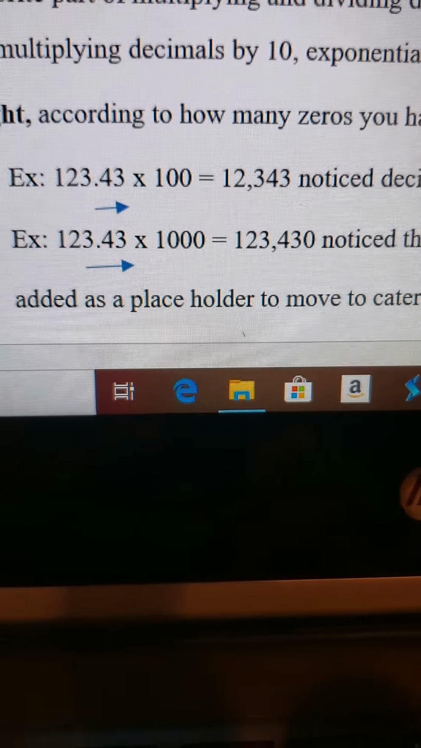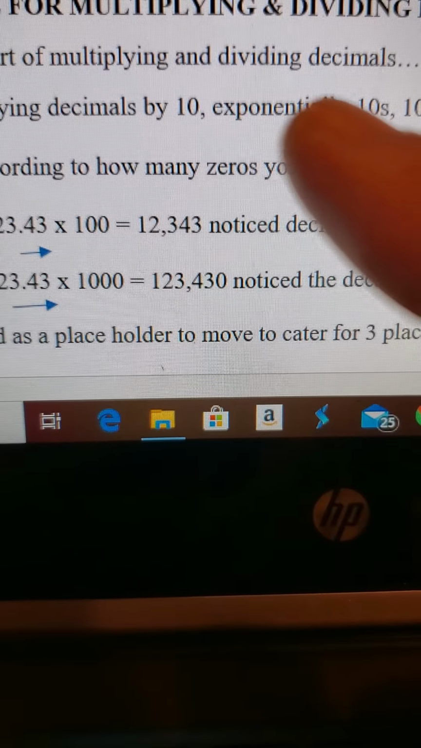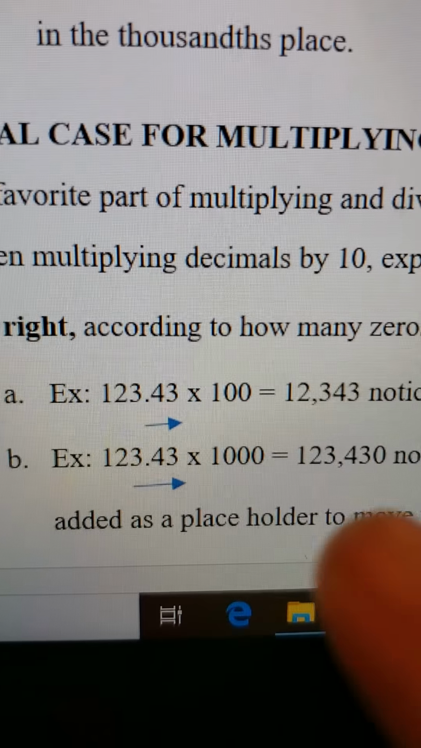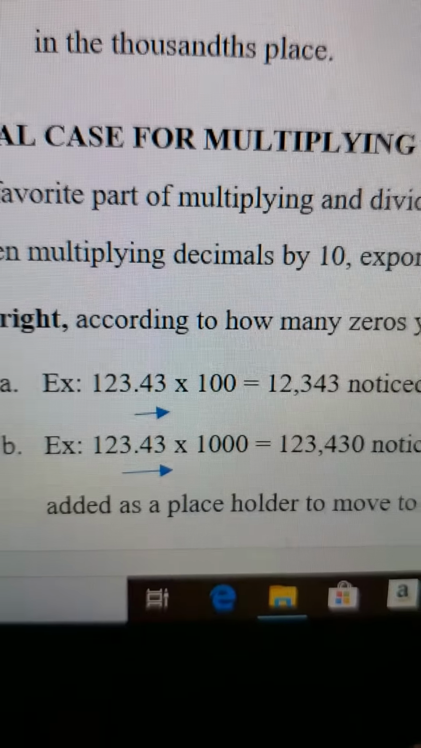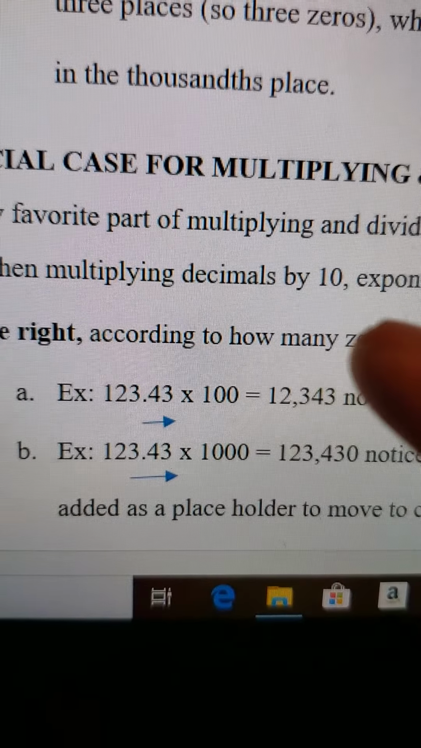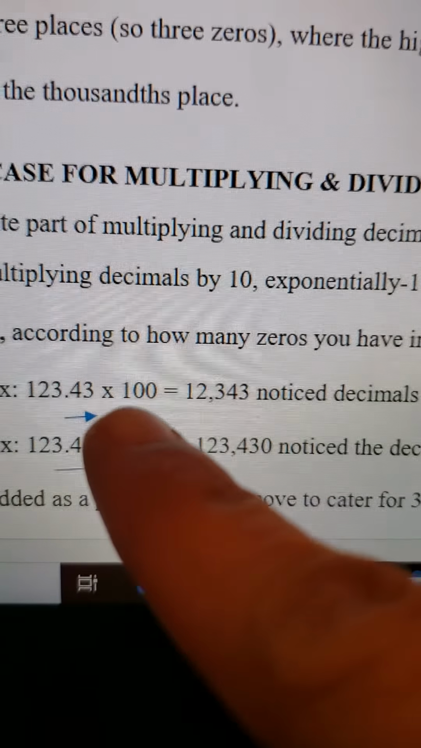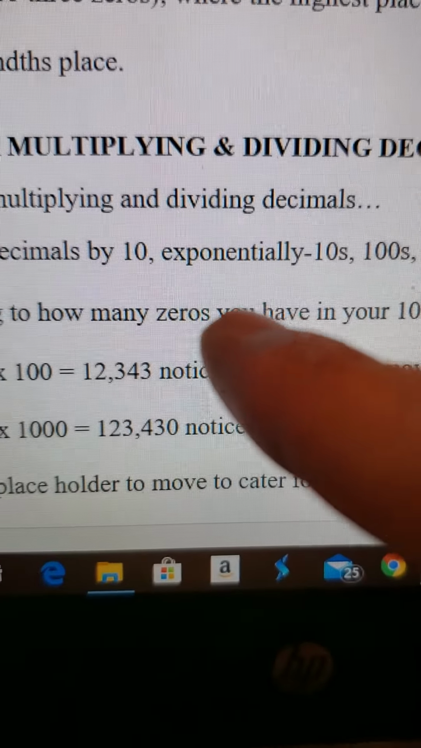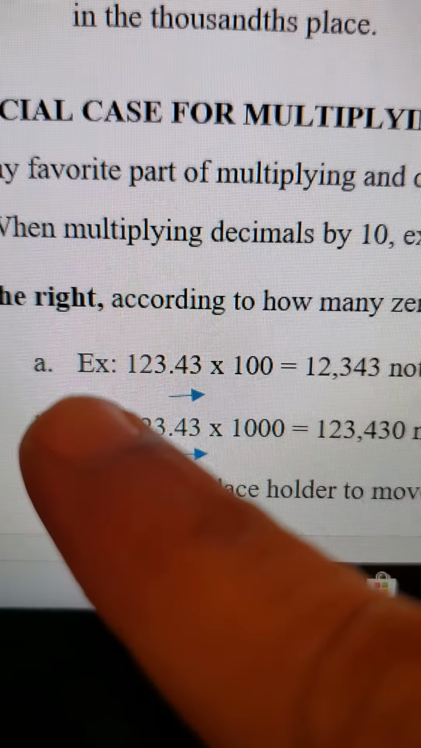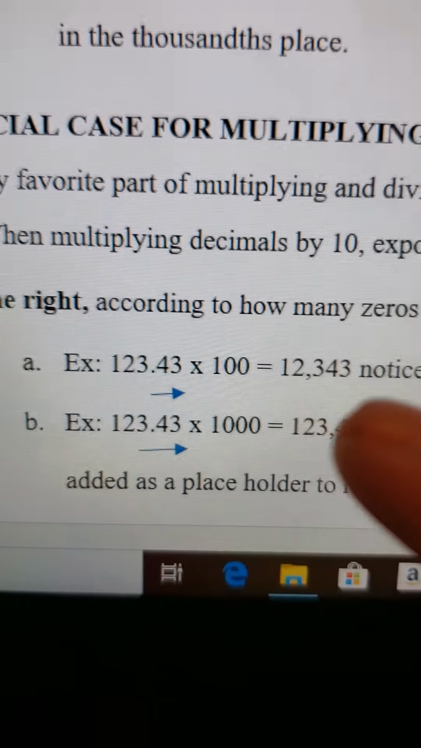So what I mean by that is if you're asked to multiply 123 and 43 hundredths, 123.43 times 100, it's going to be 12,343. So what you actually do is, here is my decimal, and I'm going to move that decimal 2 places to the right because it's times 100, 2 zeros, move right, 1, 2. So, keeping in the true meaning of multiplication, when you're multiplying a number, it should increase. So obviously 123.43 times 100 becomes 12,343.